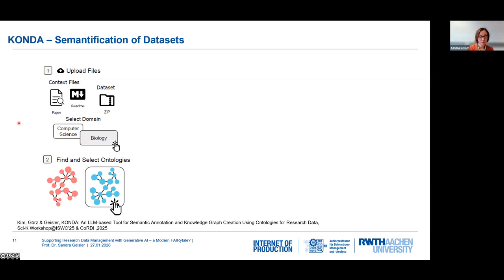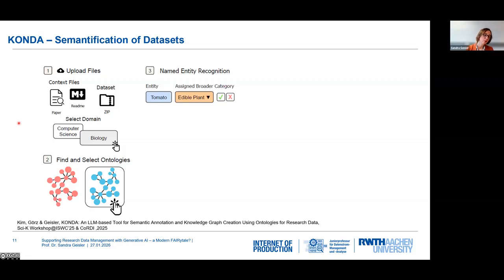The next step, what this tool does, is then to find and select ontologies based on the information it has. So that means we search using terminology services. In this case, we use the TIB terminology service to find proper ontologies, and the user can then select from the ontologies which ones seem to be fitting the best.